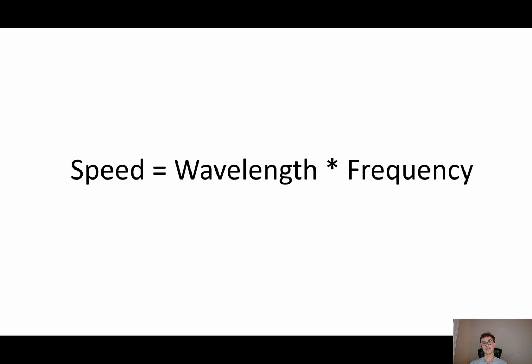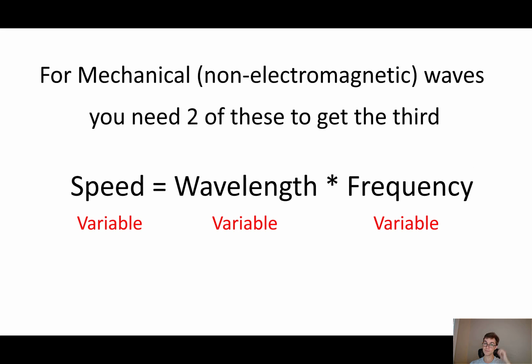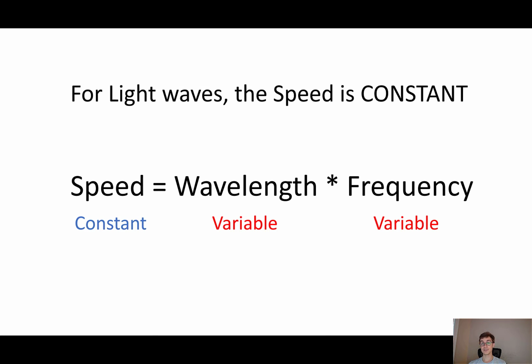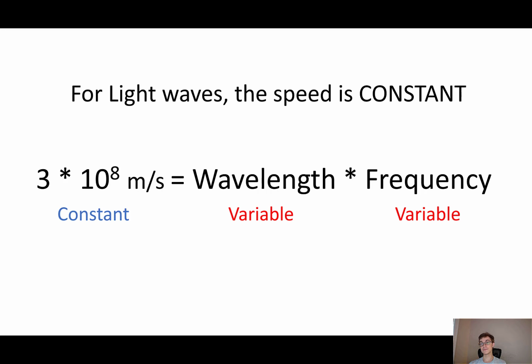This is a formula we learned to relate the wavelength and frequency of waves to the speed of that wave. And for normal non-electromagnetic waves, like through a string or through the ocean, you need 2 of these to figure out the third one, because all 3 of these could be variables, right? But for light waves, the speed is constant. It's always 3 times 10 to the 8th, 300 million meters per second.